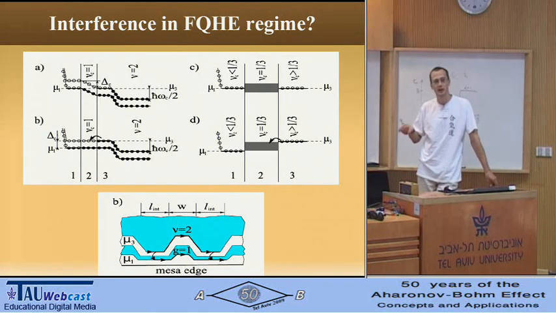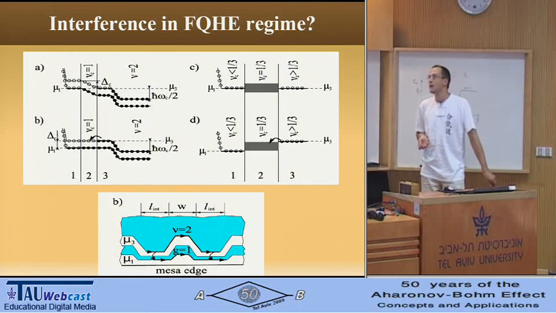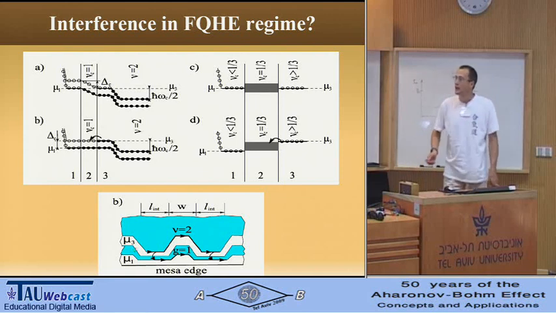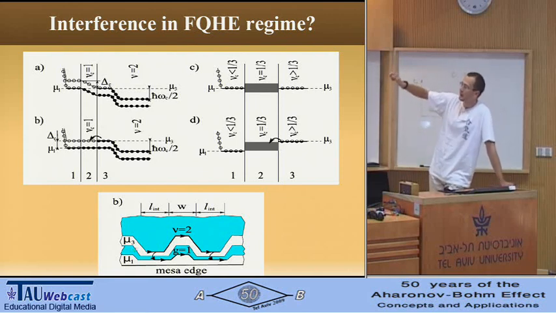Okay, I demonstrate that I can see interference oscillations, but now there is a question. If I am speaking about two edge states, they originate from the nearest Landau levels, spin split. So what is the coherence between spin-split edge states? The answer is the following.